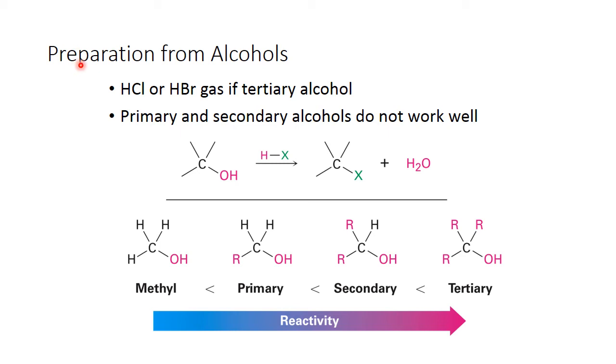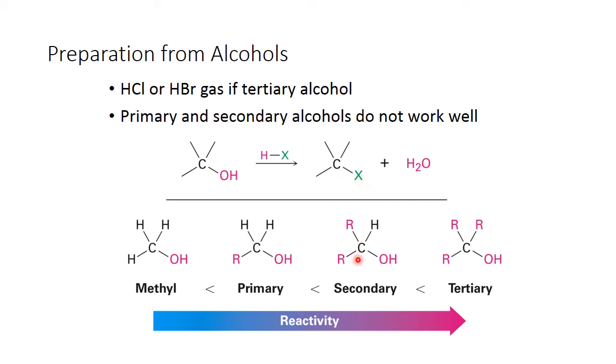In this chapter, we're going to learn how to actually prepare halides from alcohols. There are two sets of reagents that we can use, and which set depends on what type of alcohol we have. If we have a tertiary alcohol, what we find is we can use hydrogen chloride or hydrogen bromide gas, and we can treat the alcohol with that, and it actually protonates this, that leaves, and then we get the halogen coming in and substituting on the carbon.